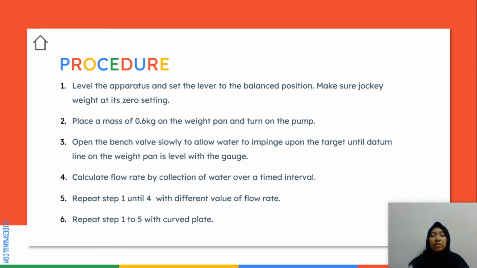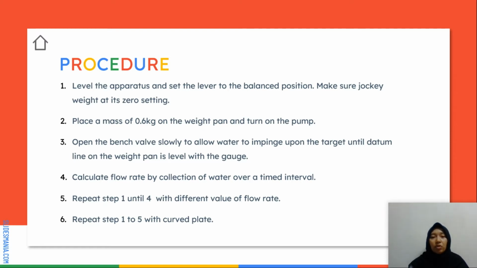First, level the apparatus and set the level to the balance position. Make sure the jockey weight is at its zero setting. Second, place a mass of 0.6 kg on the weight band and turn on the pump. Third, open the bench valve slowly to allow water to impinge upon the target until the datum line on the weight band is level with the gauge.